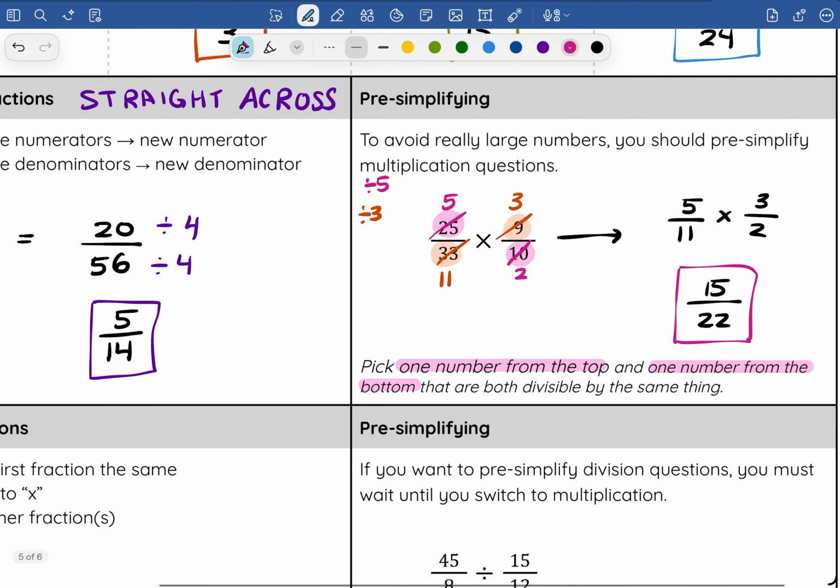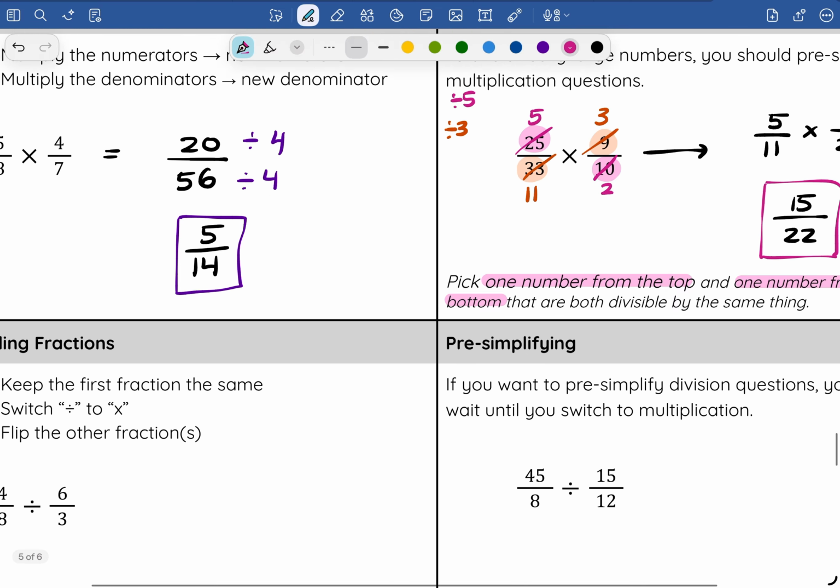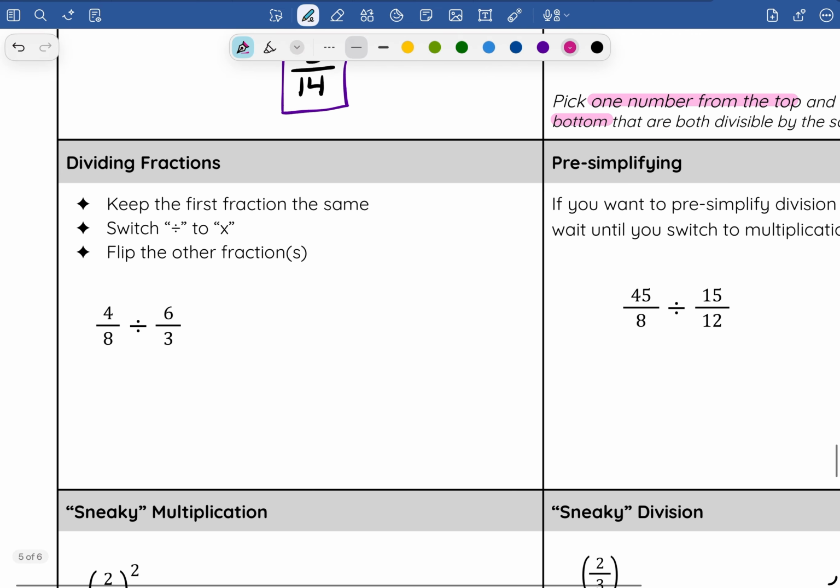There we go. The thing with pre-simplifying is it only works for multiplication. So we'll see in the next one that we have to be a little careful with when we use it for dividing. So this first one for dividing fractions, again, we're just remembering that the rules here are keep, switch, flip.